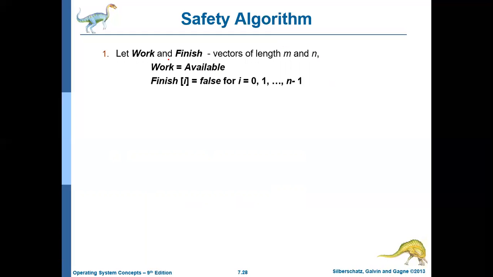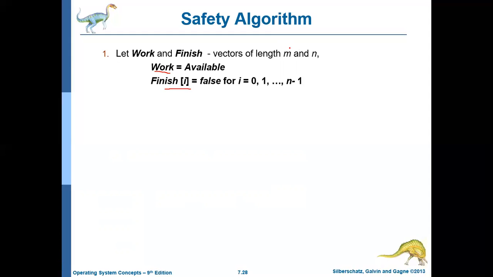Okay. Now work also contains the same thing whatever available contains. So available contains how many resources of each type are currently available or free to use. Similarly, work also contains how many instances of each resource type are currently available. Okay. And then what we do, finish of i.